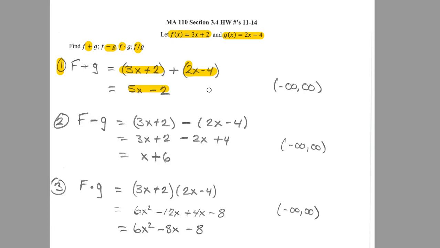One thing we usually like to do when we add two functions together is list what their domain is. And the domain of f plus g, 5x minus 2, is all real numbers, negative infinity to positive infinity.